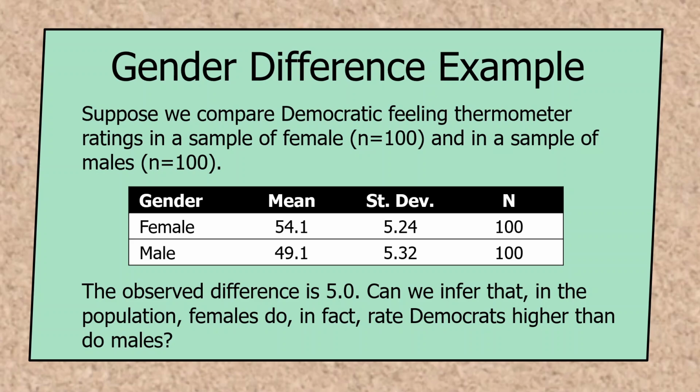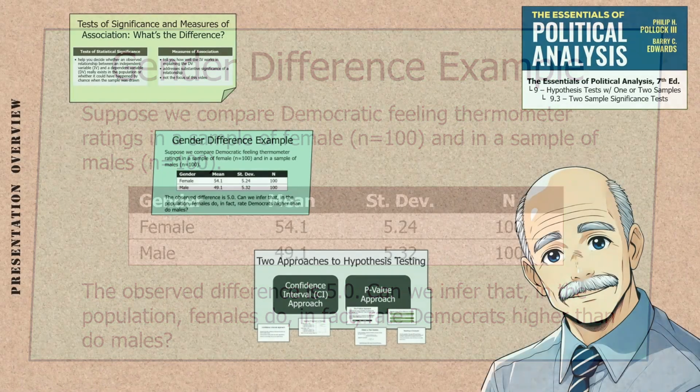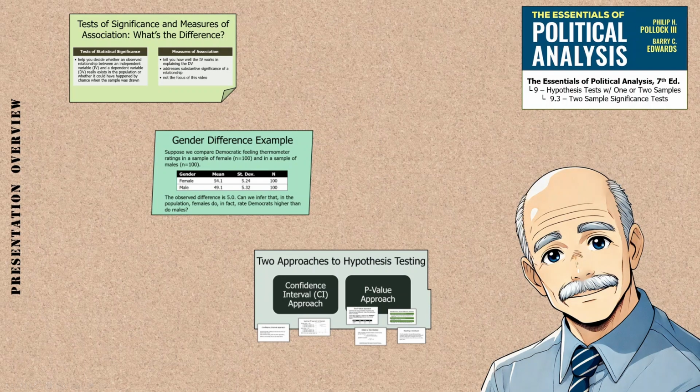Here's the question, and this question ought to be increasingly familiar given the topics that were covered in Chapter 6. Can we infer that in the population from which the sample was drawn, females do, in fact, rate the Democratic Party higher than do males? So that's the core question that we're asking, not unlike the inferential questions that were asked in Chapter 6 about a single population mean. Now let's apply this standard in a couple of ways here.